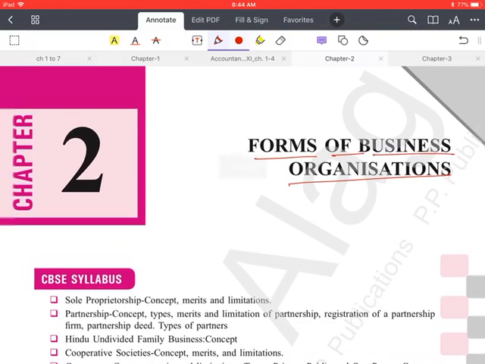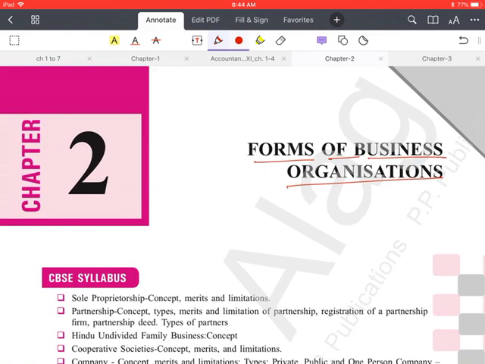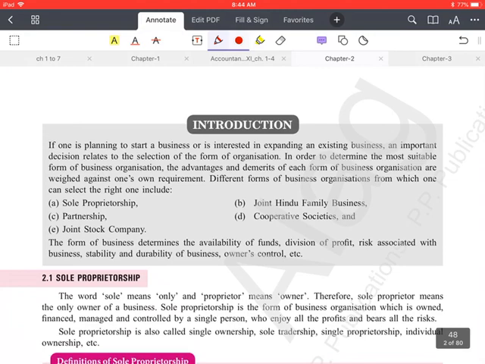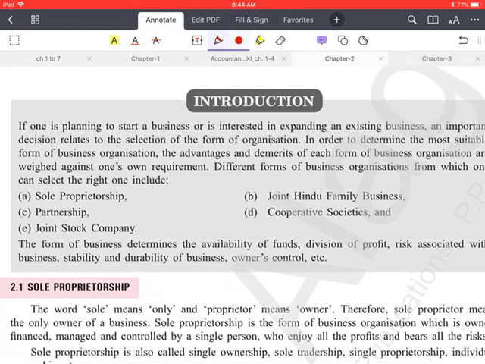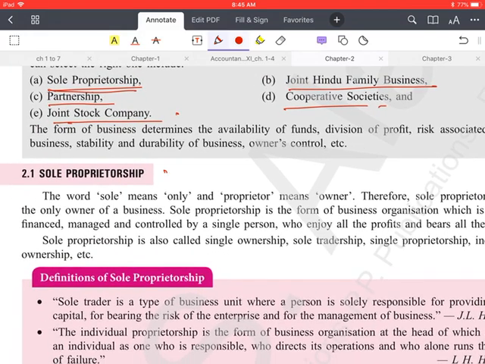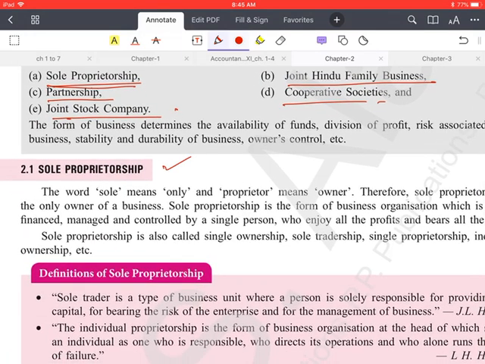In this chapter, we'll discuss the forms, the types of business organizations. The types that we'll discuss in this chapter are sole proprietorship, joint Hindu family business, partnership, cooperative society, and joint stock company. So these are the five forms of business organization that we will discuss in this chapter. First of all, we are coming to the sole proprietorship. First of all, let's discuss the meaning of this.